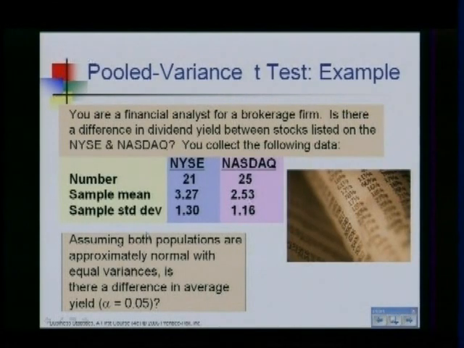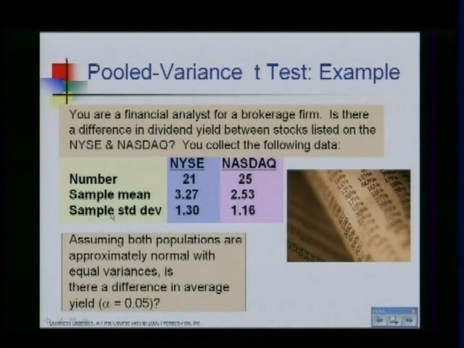Here's an example problem. You are a financial analyst for a brokerage firm. Is there a difference in dividend yield between stocks listed on the New York Stock Exchange and the NASDAQ? This is the sample data that you came up with. You have sample sizes of 21 and 25. Sample means are 3.27 and 2.53, and the sample standard deviations are 1.30 and 1.16.